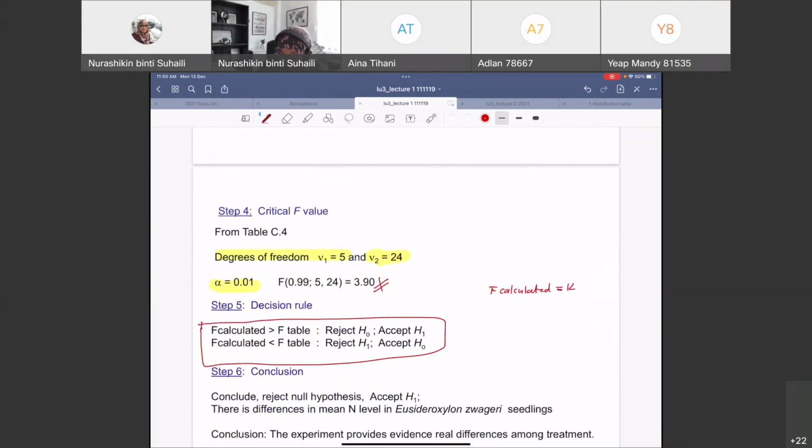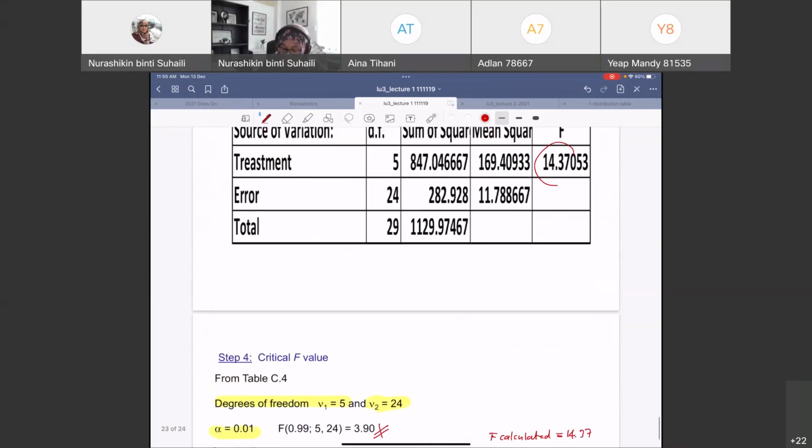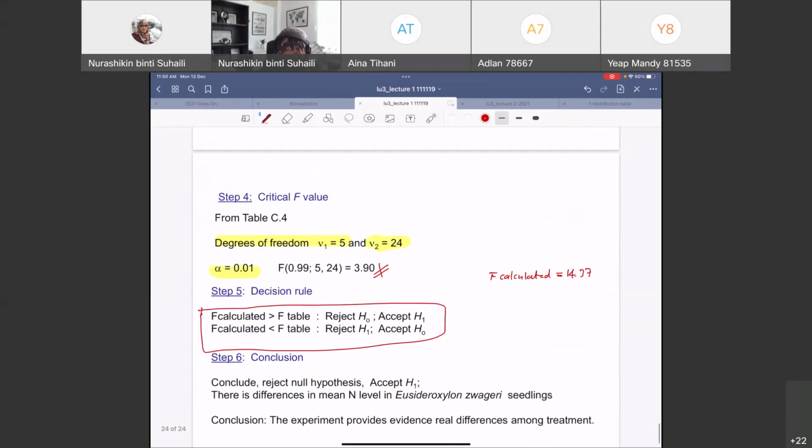Our F calculated is 14.37. This one. 14.37, and F critical is 3.9. So it falls under this situation, right? This decision means that we have to reject the null hypothesis and we have to accept the alternative hypothesis. So you can say that we accept the alternative hypothesis. So that is the decision.